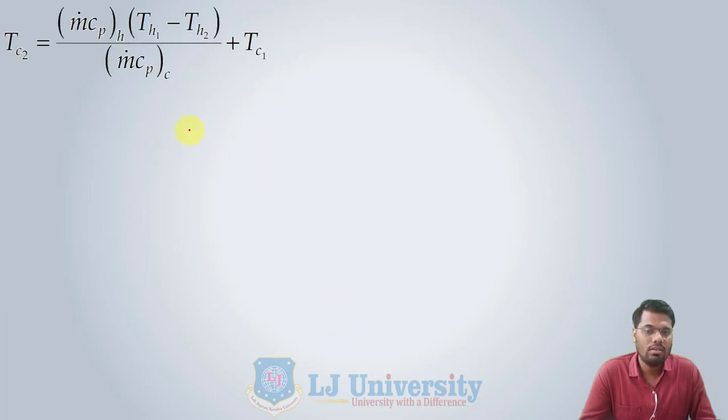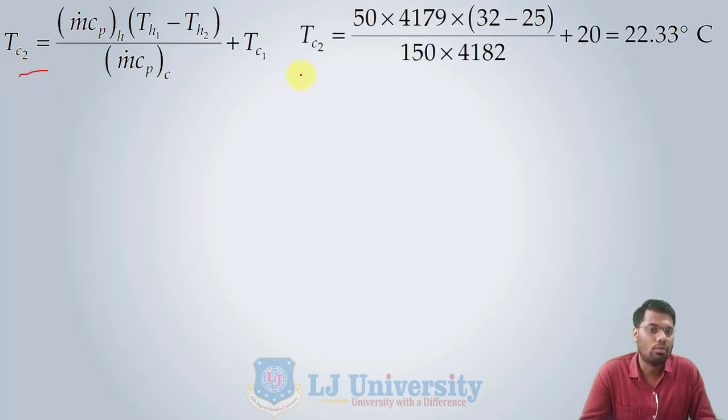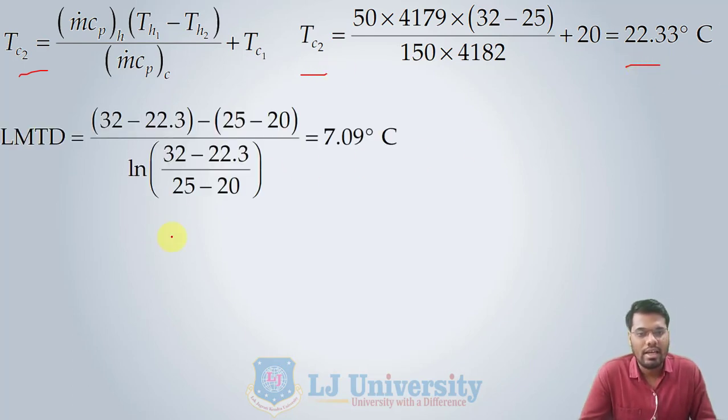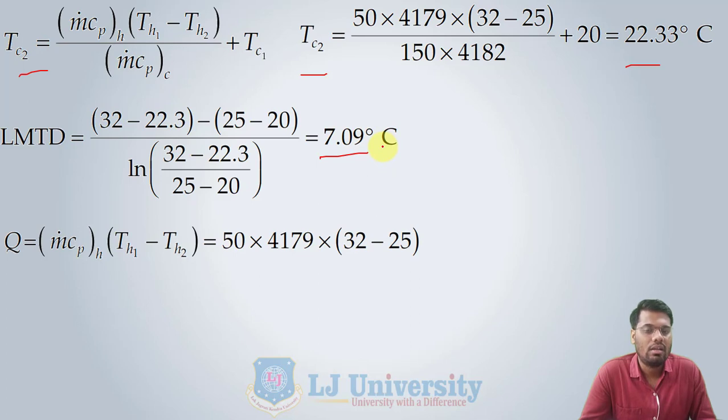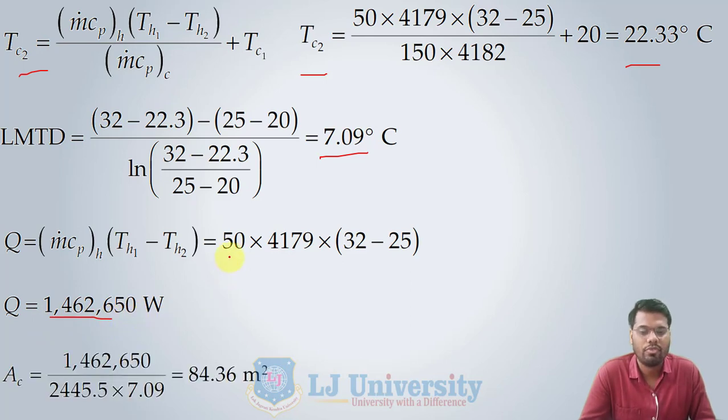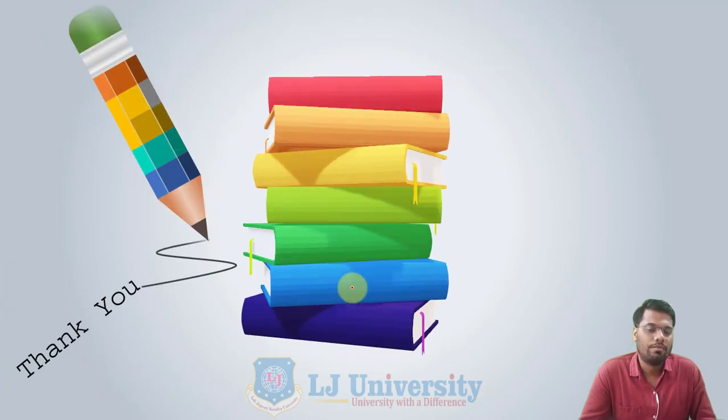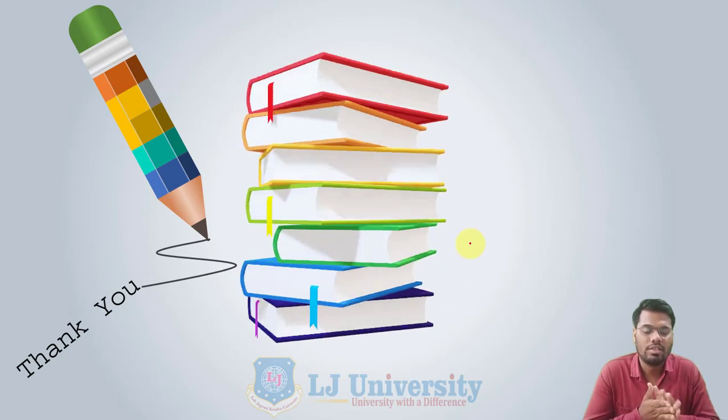Now we can find the unknown temperature by putting values in this equation, which is the outlet temperature of the cold fluid, 22.33 degrees Celsius. As we know the terminal temperatures, we can calculate the LMTD, which is 7.09. Now we can also calculate the heat transfer rate, which is 1462650 watt, and the area, which we calculate by Q divided by U times delta T, which is 84.36 meters square. So this is how you can solve the numerical based on the shell and tube heat exchanger.